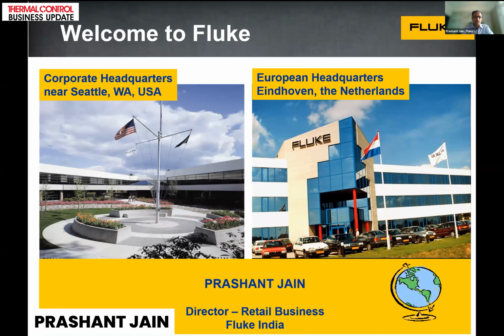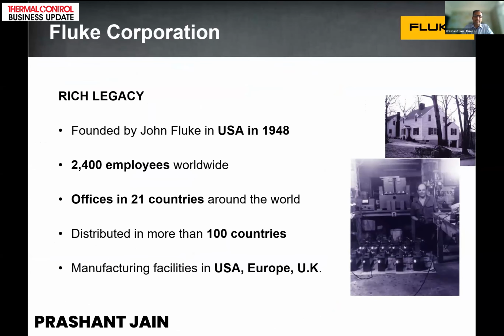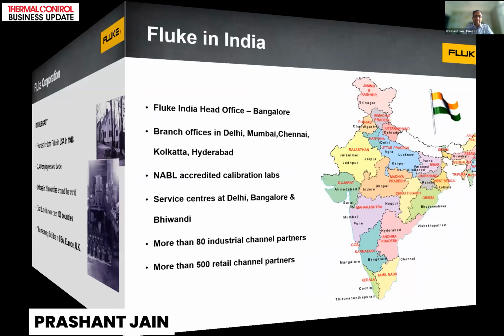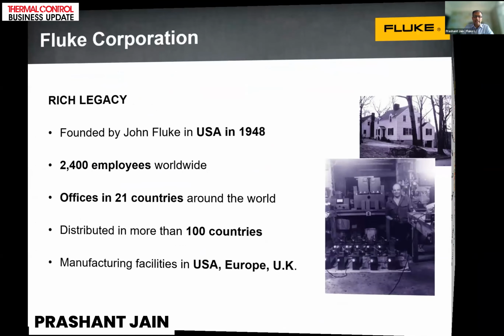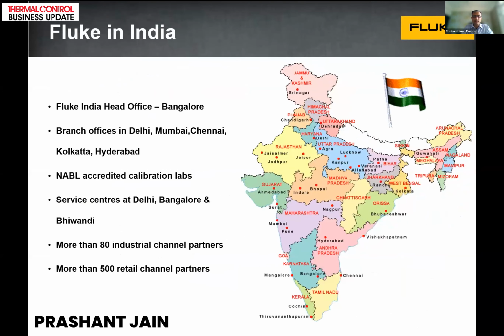In the picture on the slide, you can see our corporate office at Seattle in USA and our European headquarters in Netherlands. A quick background on Fluke. It was founded by Mr. John Fluke Sr. in 1948. We have 2,400 employees and 21 offices. Products are available in more than 100 countries.